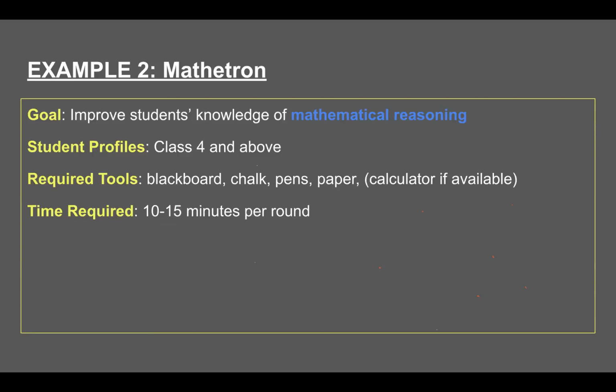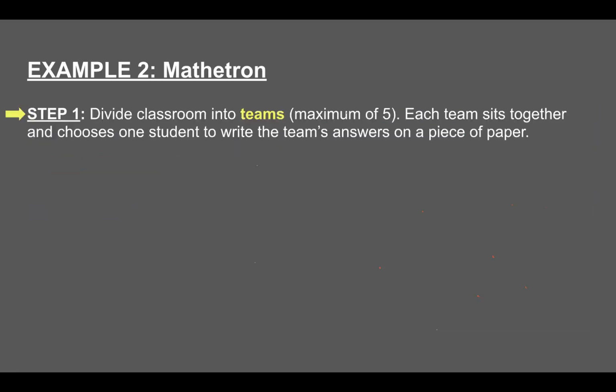And again, we have the tools: the blackboard, the chalk, the pens, the paper, and calculator. If you have it, you can use a calculator for this game. I need a calculator for this game. It can be quite challenging. And I usually give about 10 to 15 minutes per round. So again, just like Scattergories, we divide our classroom into teams. And then we choose, instead of categories, numbers and operators.